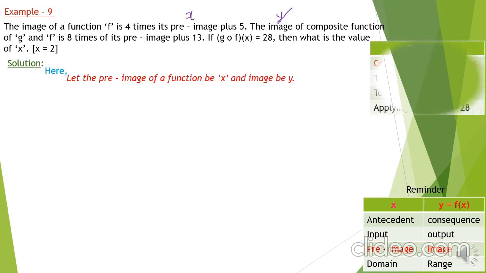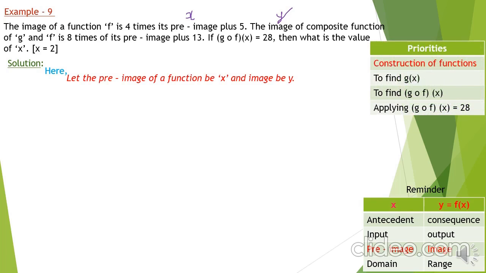Now the priority is the construction of the function. First we are going to construct the function and find g(x). Right now we don't have g(x). We are going to construct the function g only. Then we find g(x), find the composite of g and f, and then find the value of x. Now let's see the construction of functions.